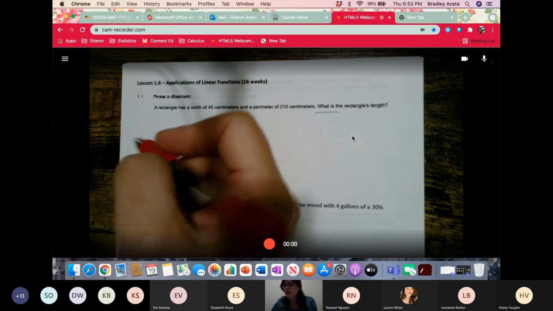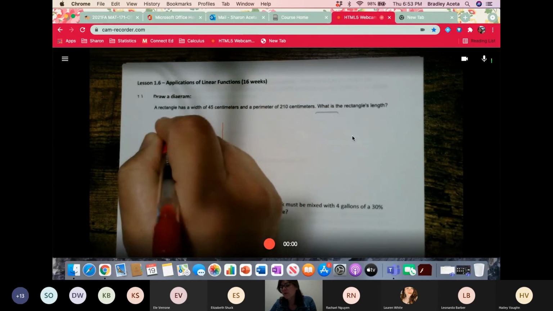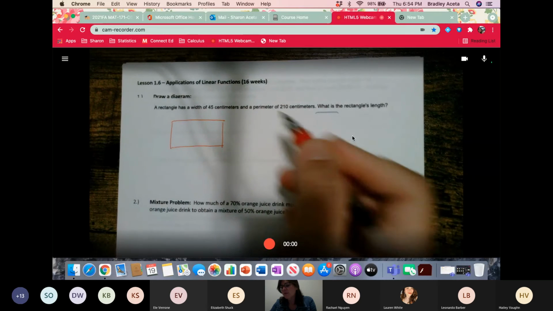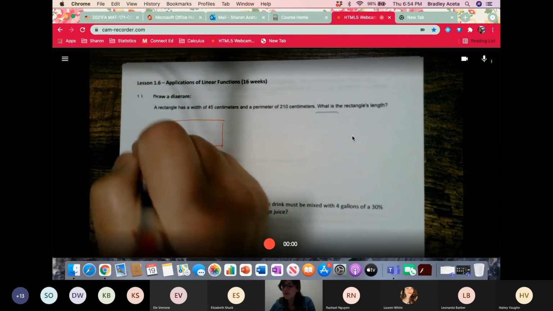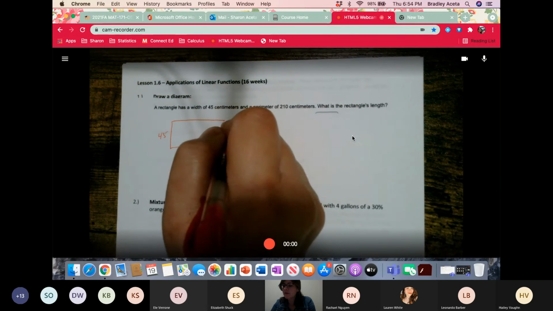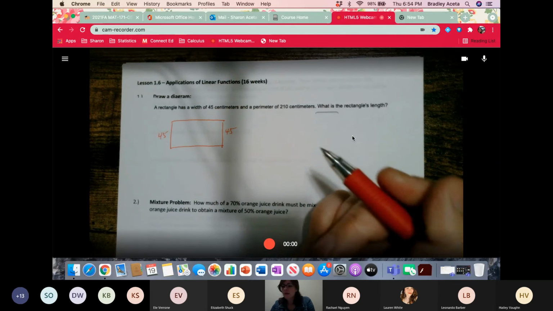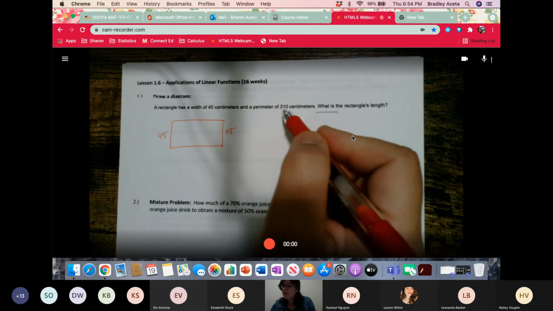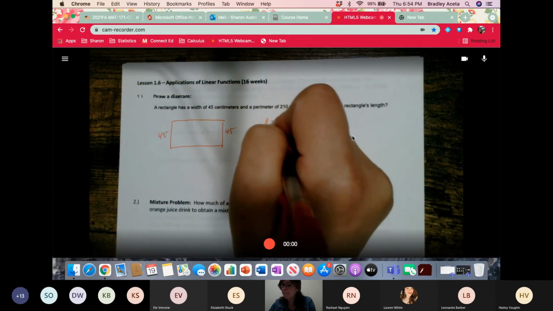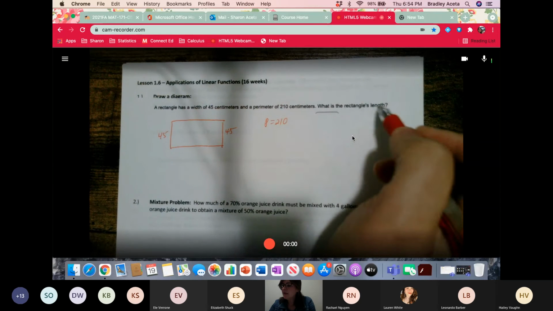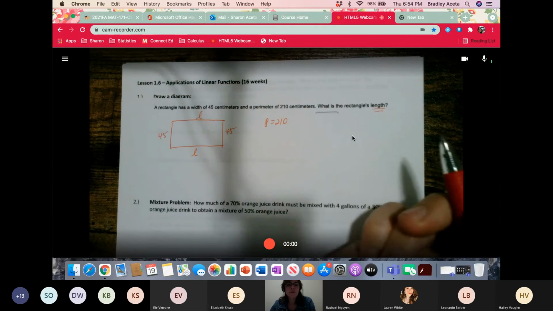Fairly simple. When I work with geometry shapes, I always draw it and then I label. So my width is 45 centimeters. So I put 45 here and 45 also over here because it's a rectangle. And then I know that the perimeter is 210. And I need to know what the length is. So I'm going to call this L and this side L.